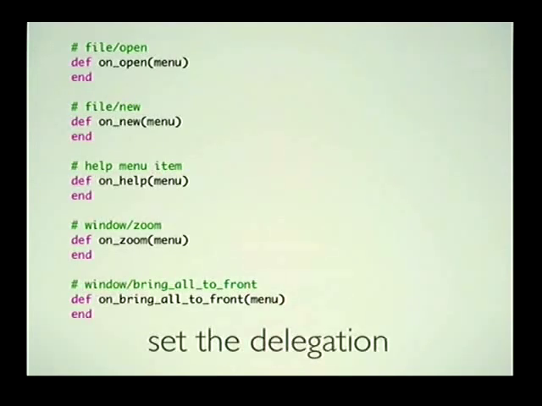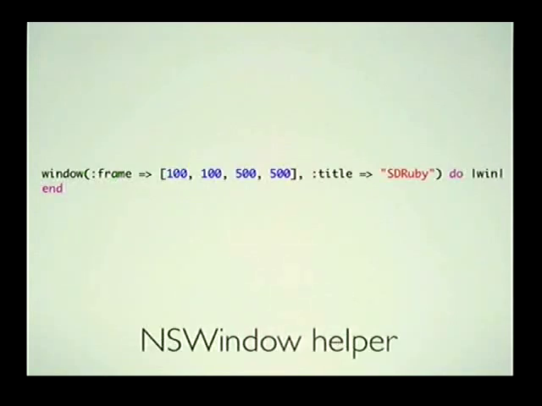After we're done with that, let me show you the delegation. So here's the delegation. So when you open the menu, when there's a new menu item, or when you click on help, when you zoom, all of that are just delegation that are set. And you can put your code in this method that are just empty right now. And you can do whatever you want with these delegations. Inside the application, we add a window.